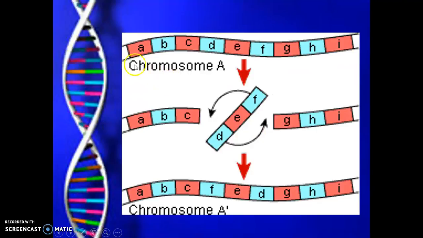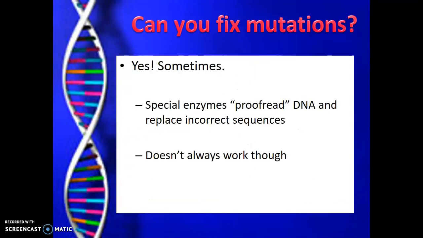Okay, here you can see it marked with letters A, B, C, D, E, F, G, H, I, normal alphabet. Knock out a chunk, put it in backwards. Now we have A, B, C, F, E, D. That part's backwards, G, H, I. Okay, chromosomal inverted. It got inverted. It got put backwards. Okay.